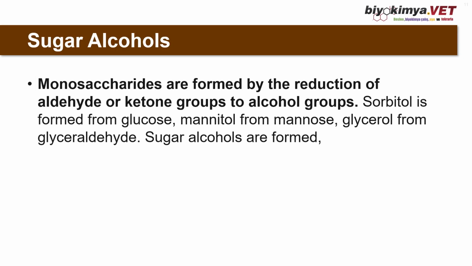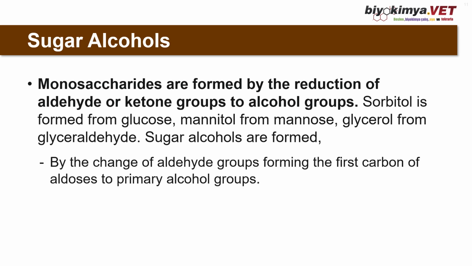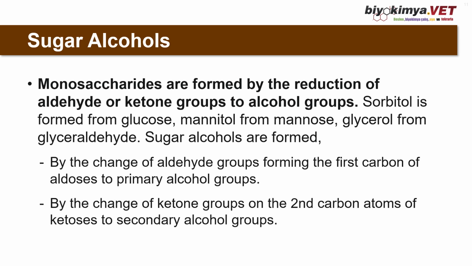Sugar alcohol. Monosaccharides are formed by the reduction of aldehyde or ketone groups to alcohol groups. Sorbitol is formed from glucose, mannitol from mannose, glycerol from glyceraldehyde. Sugar alcohols are formed by the change of aldehyde groups, forming the first carbon of aldoses, to primary alcohol groups, and by the change of ketone groups on the second carbon atoms of ketones to secondary alcohol groups. So these are the reduction products of sugars.